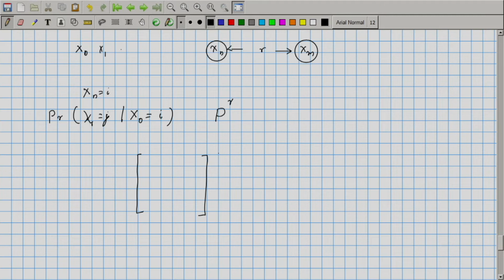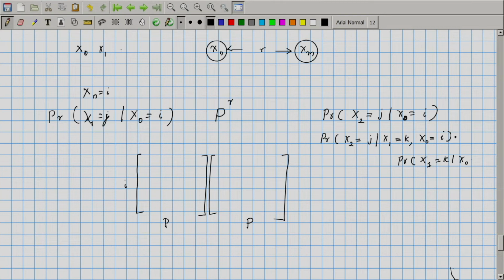So, let us say this is P and this is another copy of P, so P times P. We want the probability that x2 is equal to j given x0 is equal to i. So, how all can x2 be equal to j? Well, x0 is given to be i. So, this probability we can write as the probability that x2 is equal to j given x1 equals k and x0 is equal to i, multiplied by the probability that x1 equals k given x0 equals i, summed over all values of k.